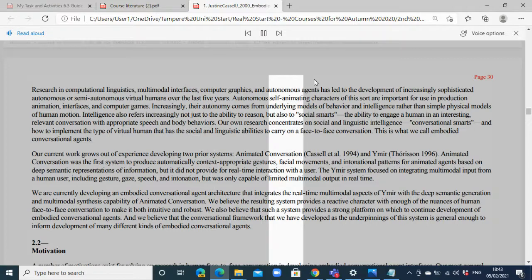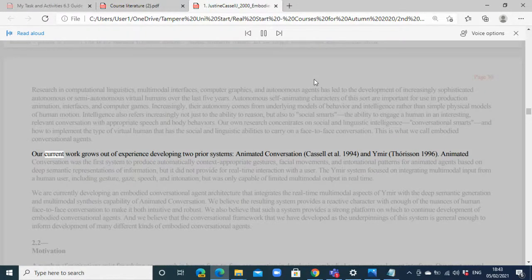Our own research concentrates on social and linguistic intelligence, conversational smarts, and how to implement the type of virtual human that has the social and linguistic abilities to carry on a face-to-face conversation. This is what we call embodied conversational agents. Our current work grows out of experience developing 2 prior systems: Animated Conversation, Cassell et al. 1994, and Ymir, Thórisson 1996.